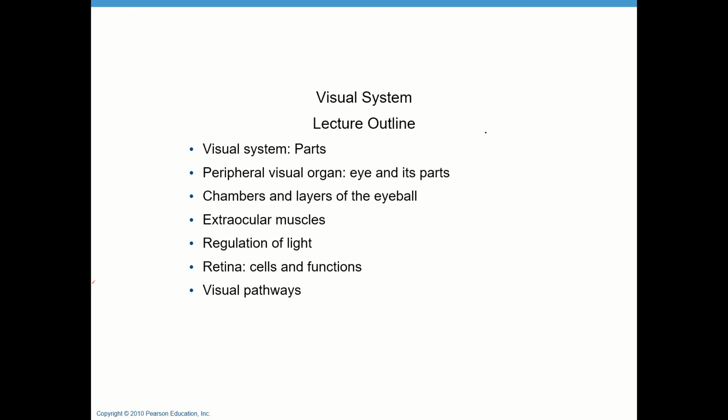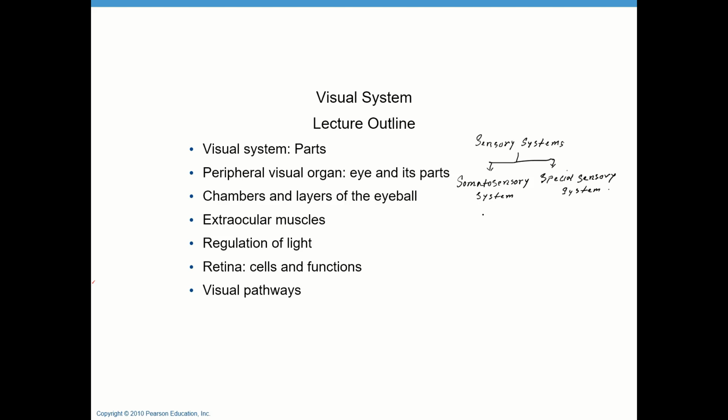First we divide the sensory systems into two types. Sensory systems are divided into two types of sensory systems. One is called somatosensory system and another is special sensory system.